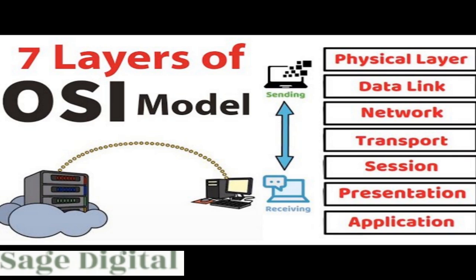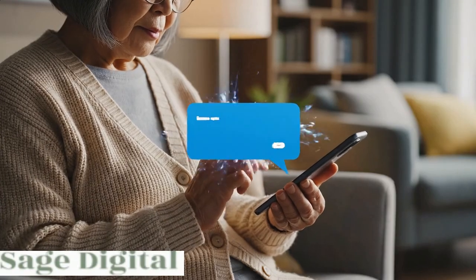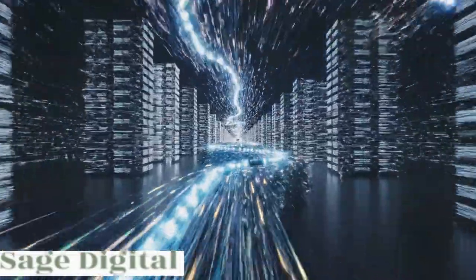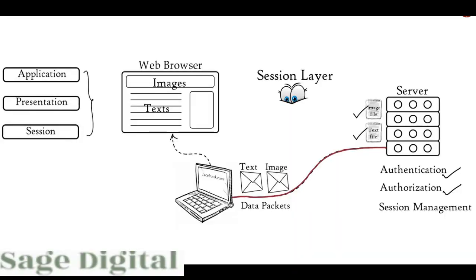Imagine you want to send a simple text message to your friend across the world. It feels instant, but behind the scenes, your message travels through a massive invisible digital assembly line. To keep this assembly line running smoothly, engineers created the OSI model, the Open Systems Interconnection Reference Model.